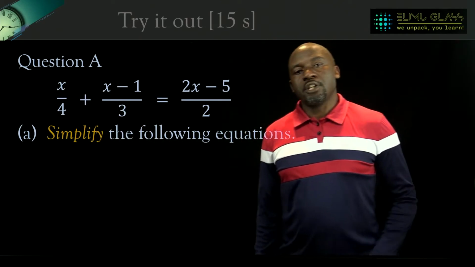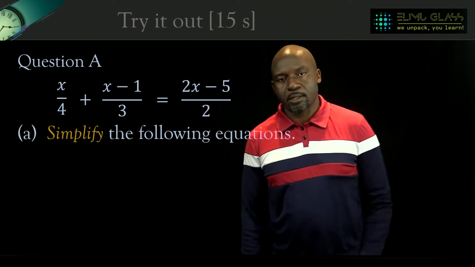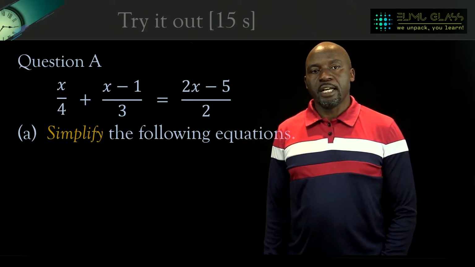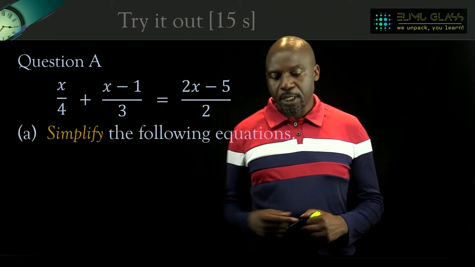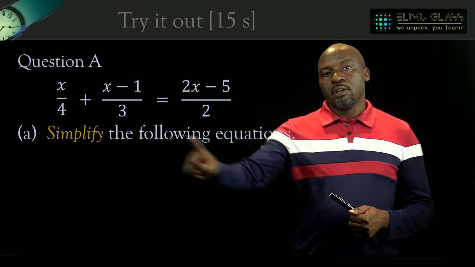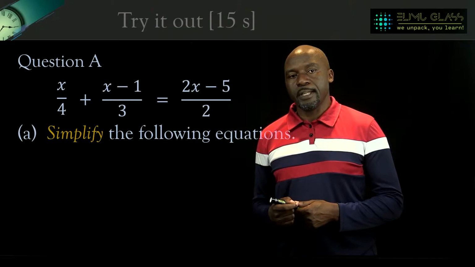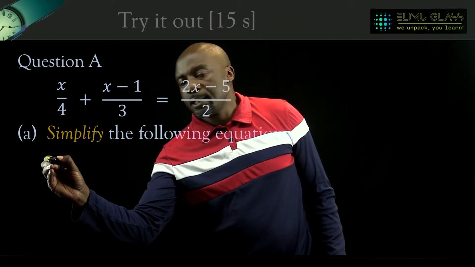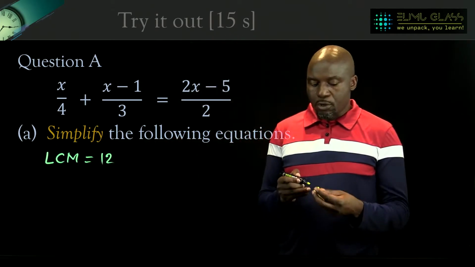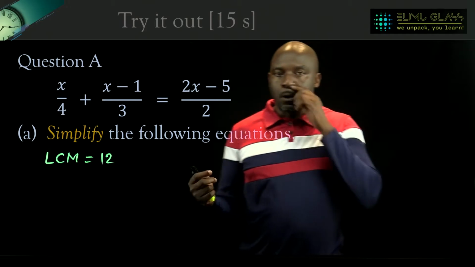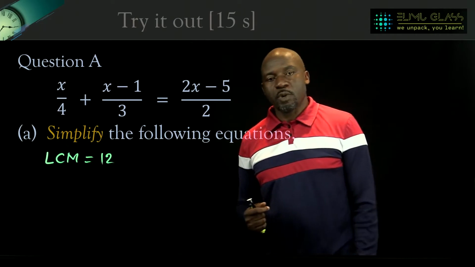If we get an algebraic fraction such as this one, then the first thing you want to do is to get rid of the fractional parts, so that you have a linear equation. And to do that, you want to find the LCM of the denominators. The LCM of the denominators here, we have 4, 3, and 2. The LCM of that should be 12, easily. So we'll write LCM is 12. If you do not know how to find the LCM quickly, then you can always just multiply all three denominators and you'll get 24.